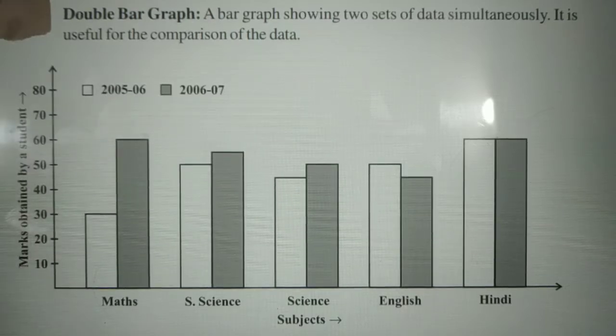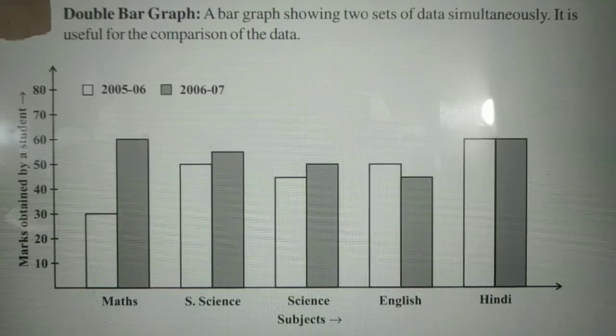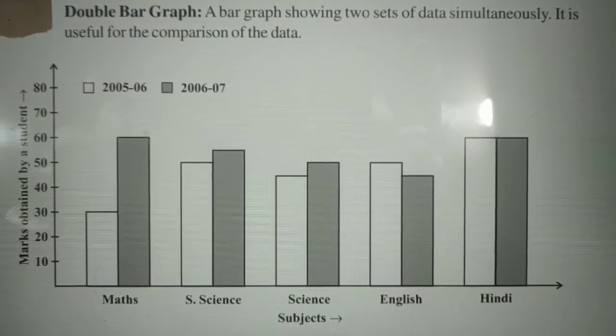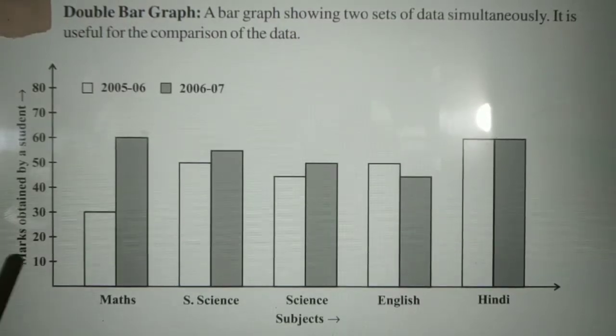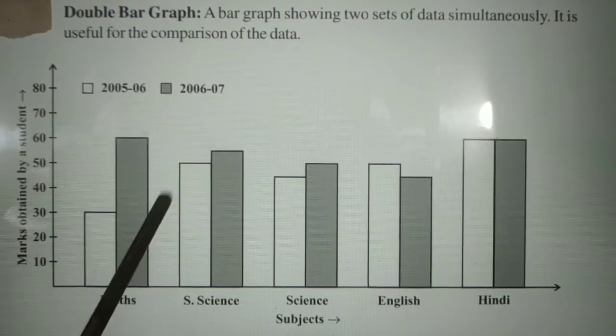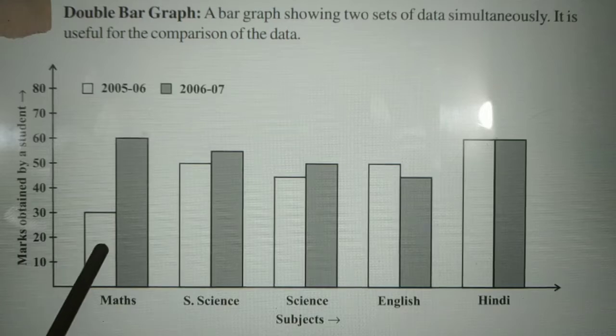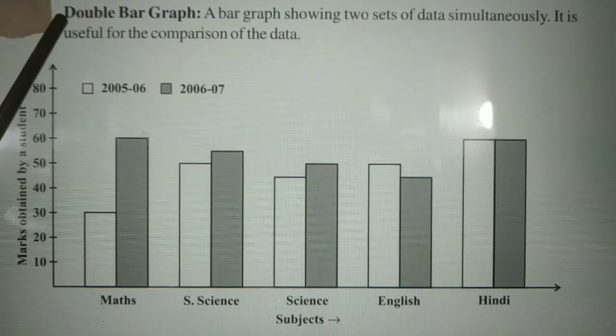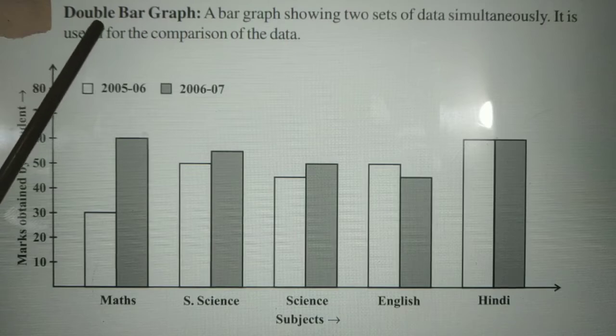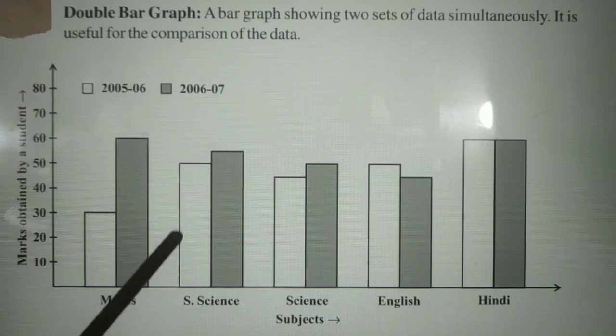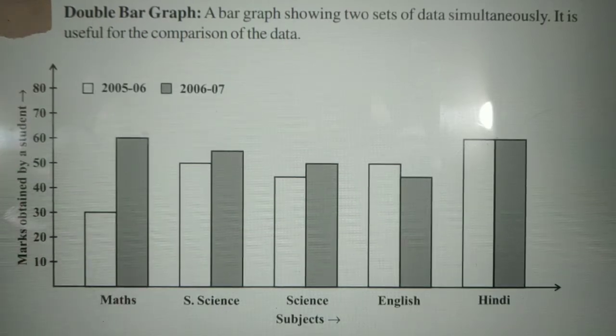So by using a double bar graph, we can compare two years' marks. Similarly, we can compare the height of students in the first year and second year. Different companies use double bar graphs to represent their growth in one year and growth in the second year. There is so much data which can be represented using the double bar graph, so it is very useful for comparing data.